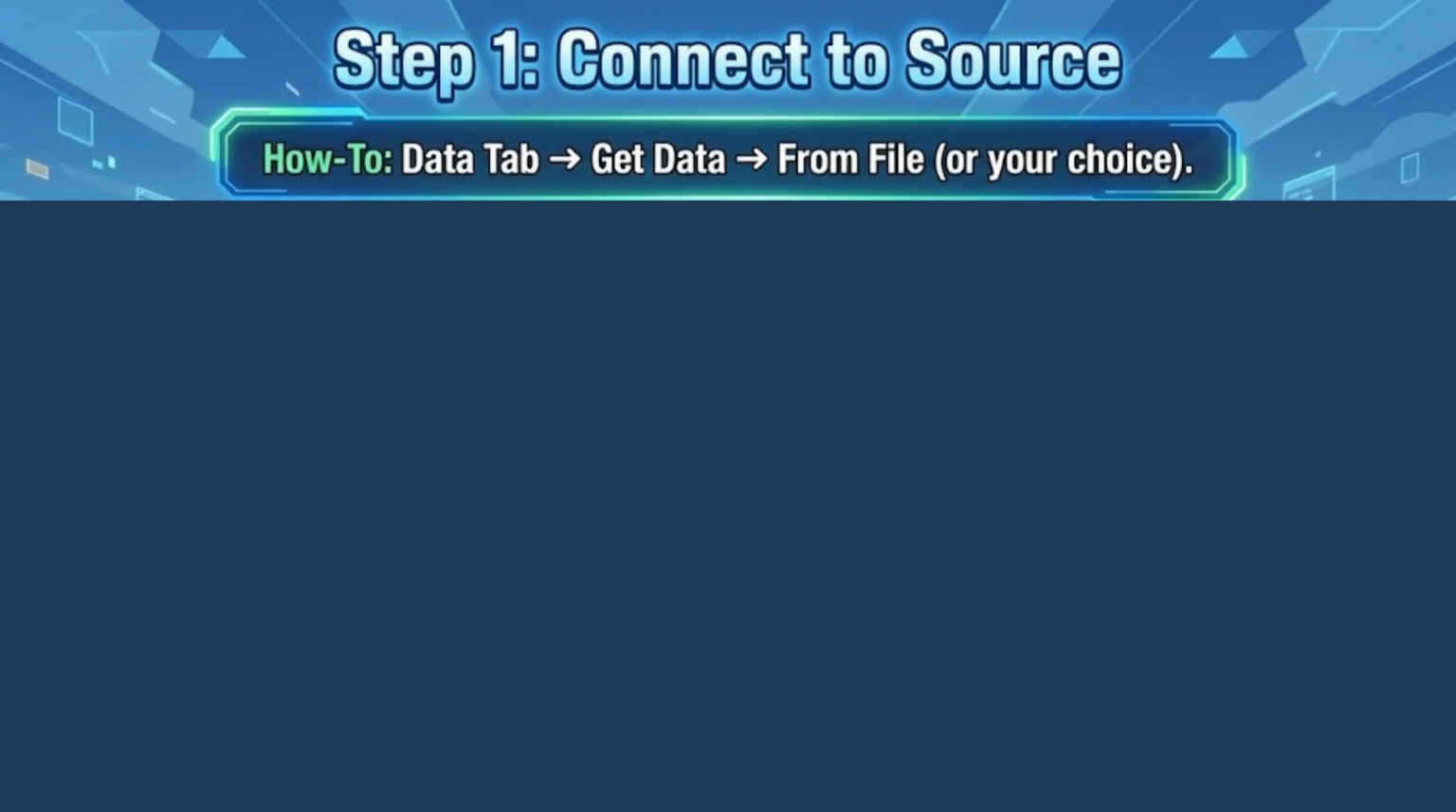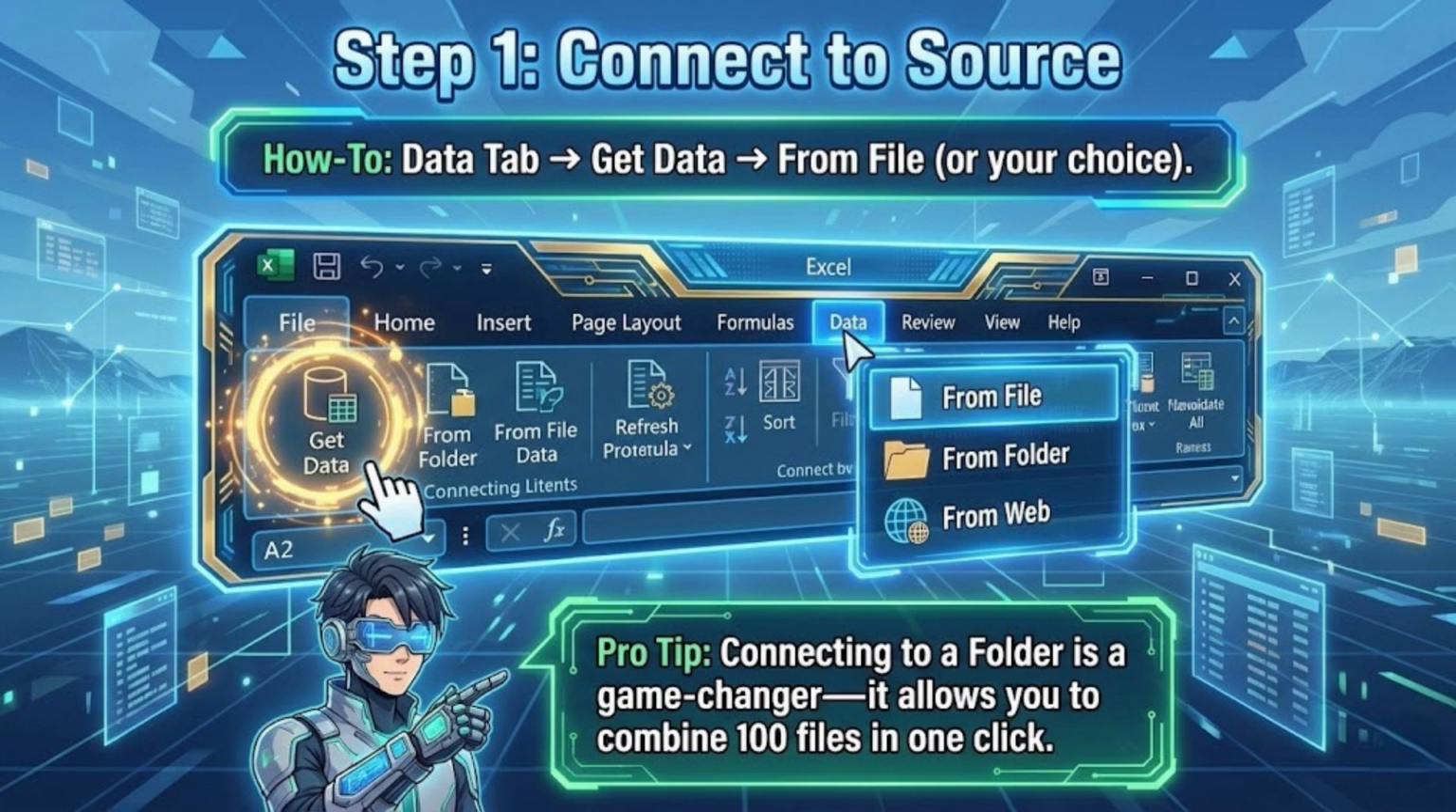Step 1. Connect. Go to the Data tab. Click Get Data. You can choose from File for a single workbook, but here's the pro tip. Choose From Folder. If you connect to a folder, Power Query can automatically combine 10, 50, or 100 files into one massive table instantly. As long as they have the same columns, it just works.